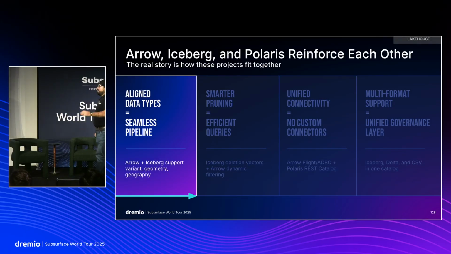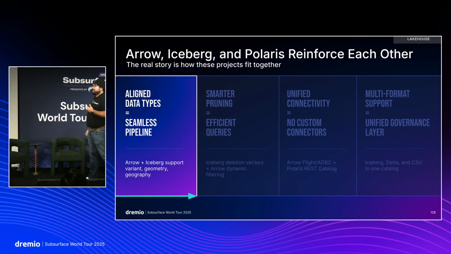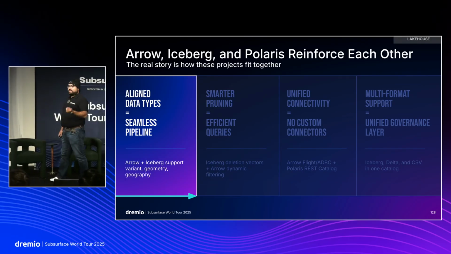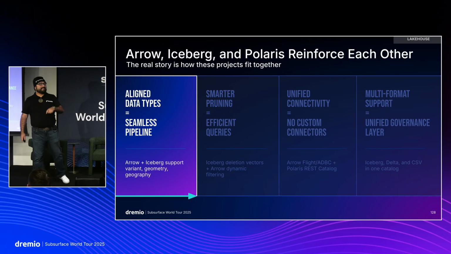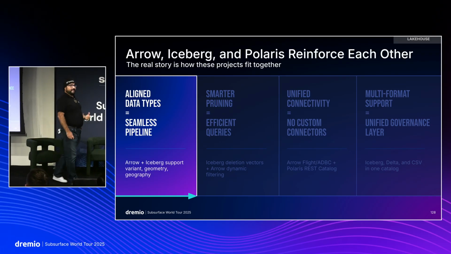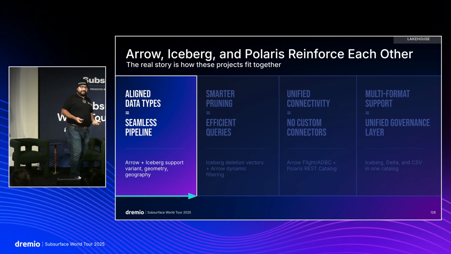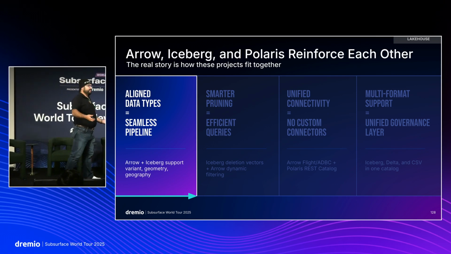So again, we're aligning data types. Some of the things that were happening this year were, one, getting different data types like the geospatial data types and the variant data type not just into Iceberg, but into primitives that allow Iceberg to exist, which is Parquet. Because at the end of the day, most Iceberg tables are just a sea of Parquet files.